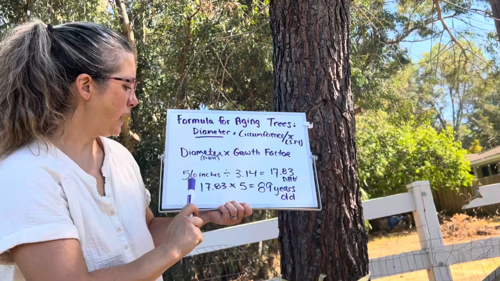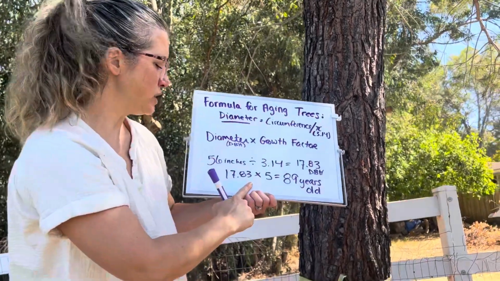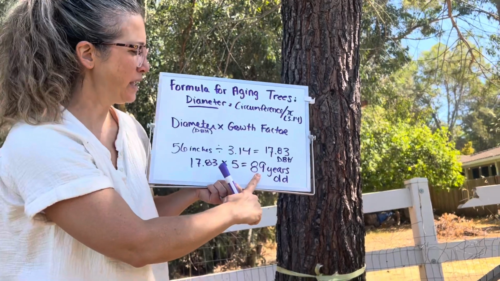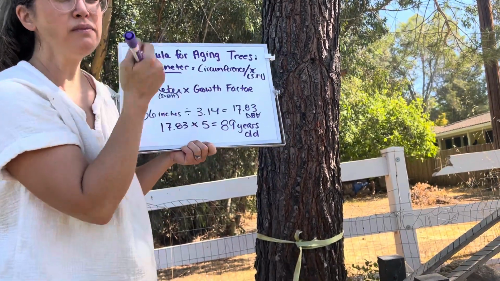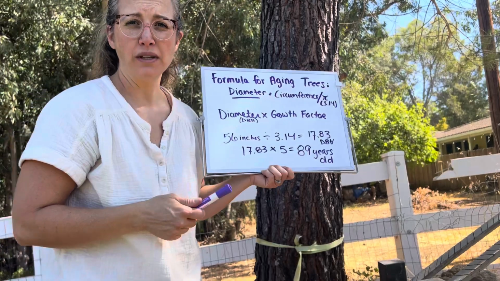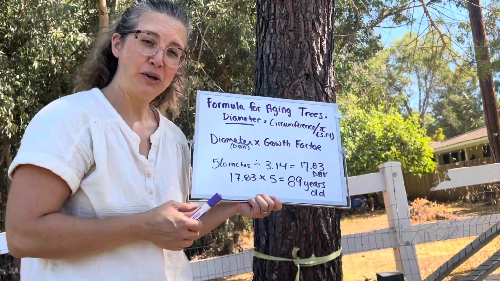So we have the 17.83 inches, and we multiply it by the growth factor of 5. And so we get 89 years old. So this Aleppo pine in the backyard is 89 years old. Isn't that pretty awesome and pretty old?